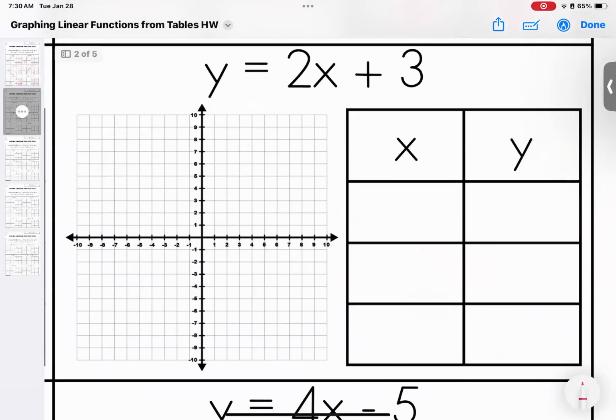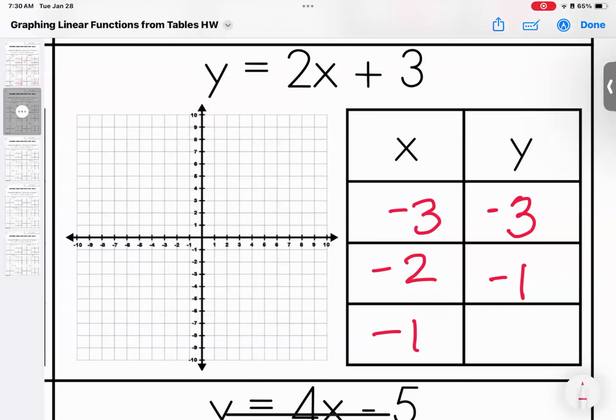All right, let's do -3, -2, -1. 3 times 2 is 6, but -6 plus 3 is 3. -2 times 2 is -4. -4 plus 3 is -1. Oh, should this have been negative? -3 is -6. Yes, that should have been negative.